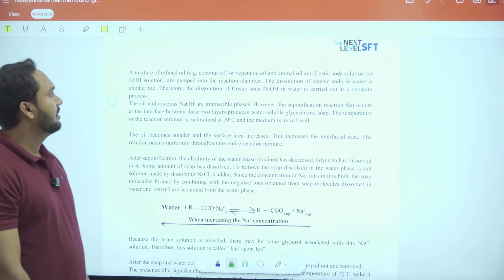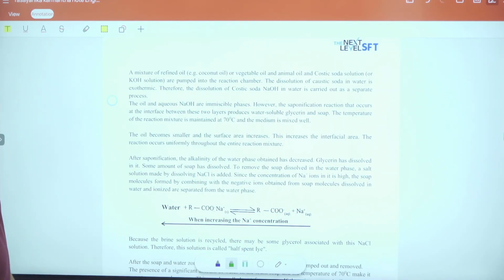A mixture of refined oil, coconut oil likewise, or vegetable oil.